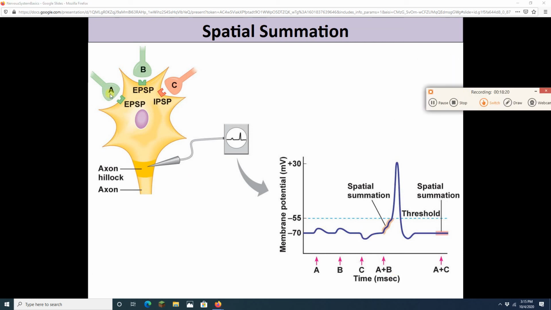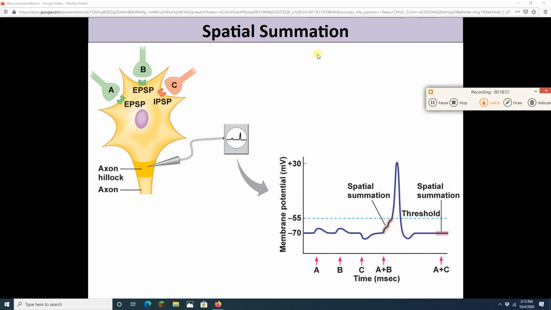But now what we're going to do is have A and B release their neurotransmitters at exactly the same time. So I'm going to generate a graded potential here, and a graded potential here. And those two are going to travel, arrive at the axon hillock, and combine to give me a depolarization big enough to get the threshold. And I see this change that's characteristic of an action potential. This kind of adding of graded potentials is called spatial summation.